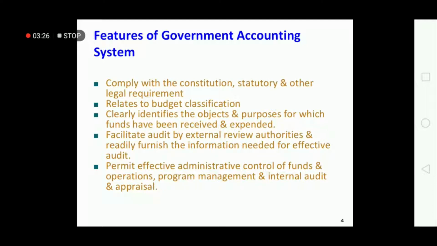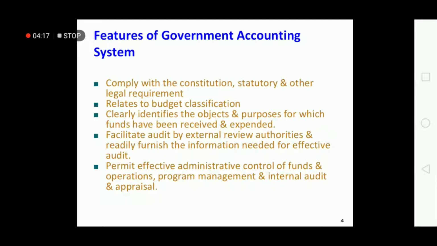The third feature or characteristic is clearly identifies the objects and purposes for which funds have been received and expended. All accounts must be maintained in a manner that will clearly identify the objects and the purpose. For example, tax revenue. Tax revenue will be recorded under the object code of 60,000 for the purpose of all tax revenue collected from personal tax and corporate tax. So, the objects are tax revenue by the subject code of 60,000 under the purpose of all tax revenue collected from personal tax and corporate tax.